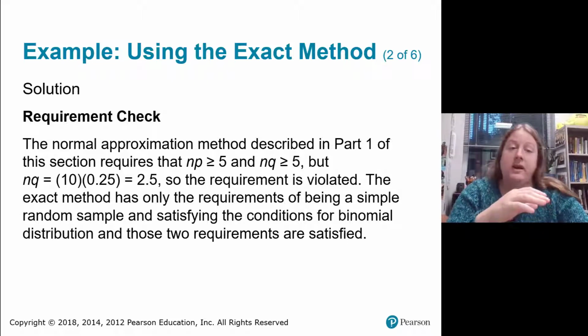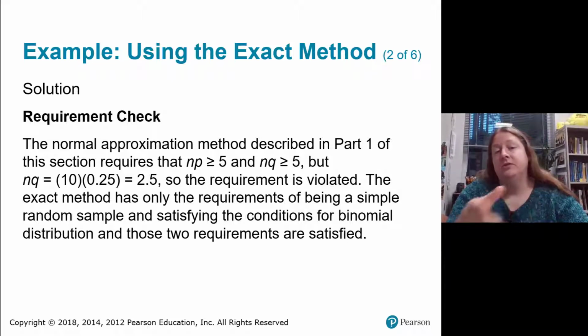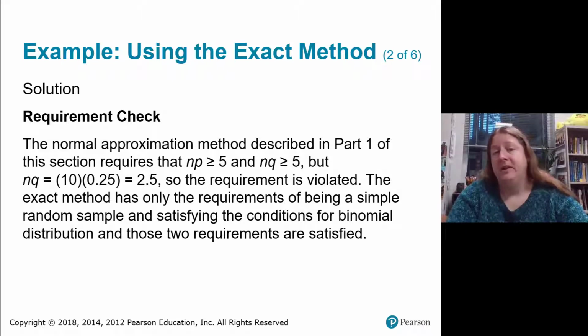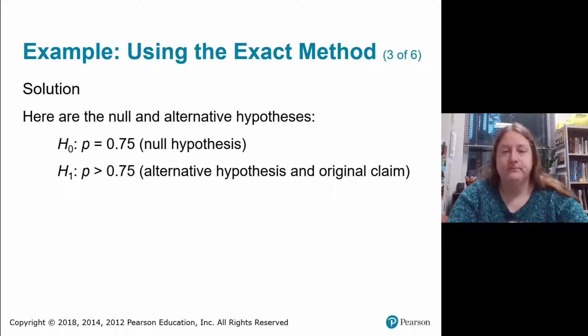All of the other requirements, we need those things to be true to use the exact method as well. And in this case, we have those things. We have a random trial. We have a binomial trial. So we're good. But that third requirement that we had to use our normal approximation, it fails here. So we'll need to use an exact method.